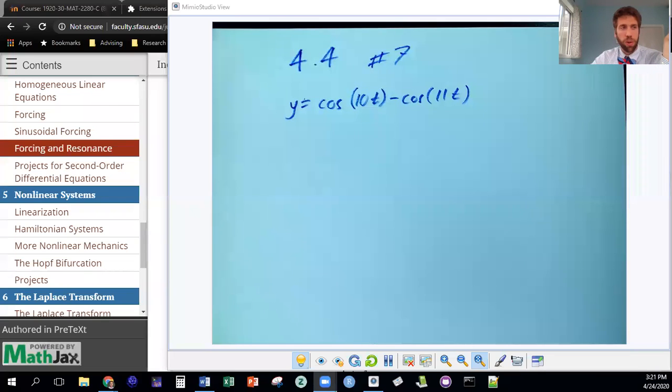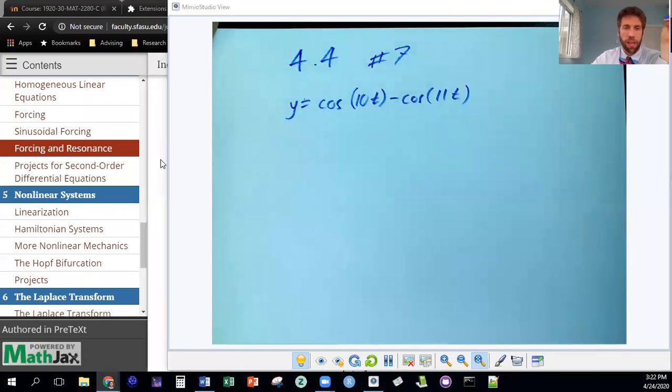This is differential equations, section 4, and we're going to do homework problem number 7. In homework problem number 7, you've got y equals cosine 10t minus cosine 11t, and you're asked to find the enveloping function and things like that.